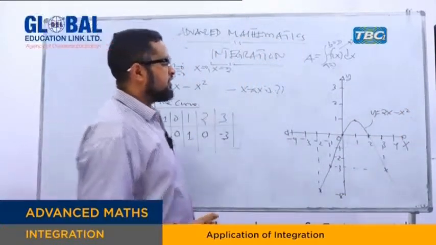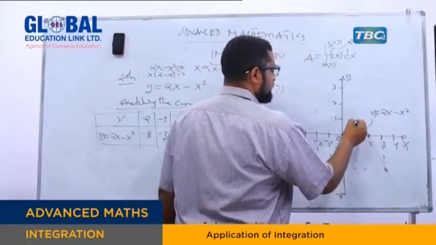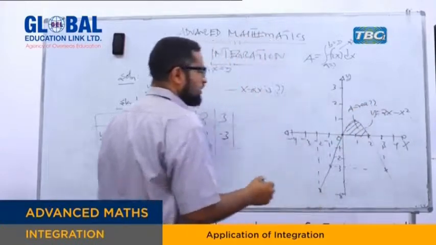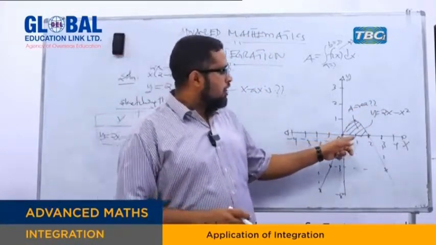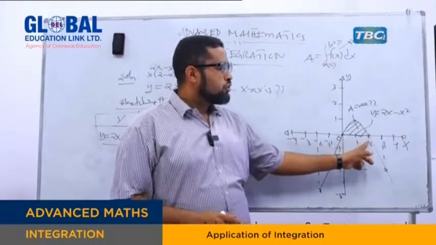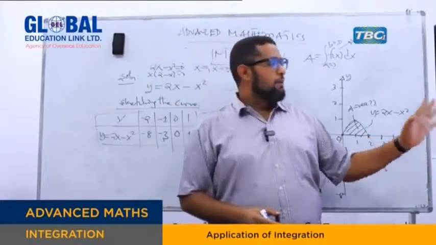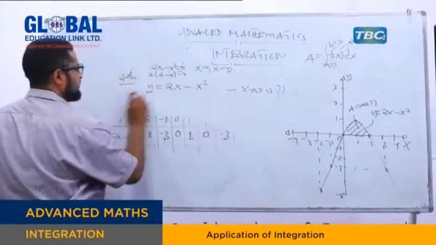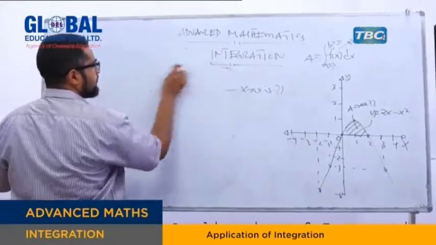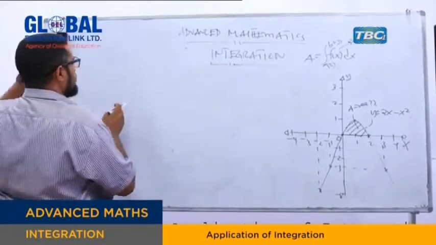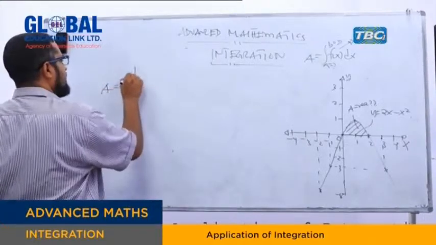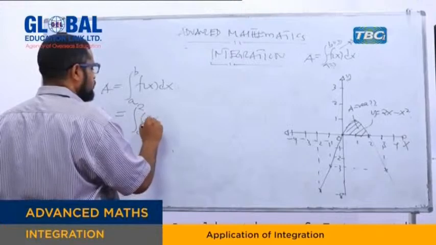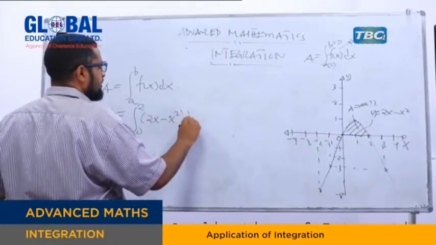Now the area with the x-axis, this is our x-axis, then this part is the one that we are looking for. This is the required area. So from there, you have seen that we are going to integrate from 0 up to 2. In the question, we aren't given the limits, but after sketching, we observe it is from 0 up to 2. Now let's integrate the function. The area is given by the integral from a to b of f of x dx, here from 0 to 2. Our function is 2x minus x square dx.